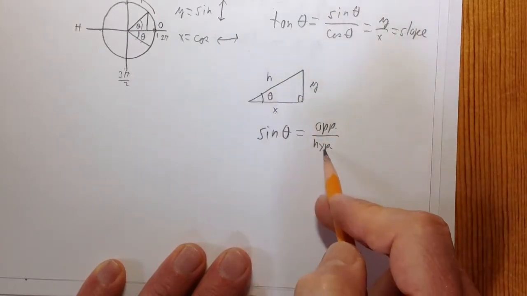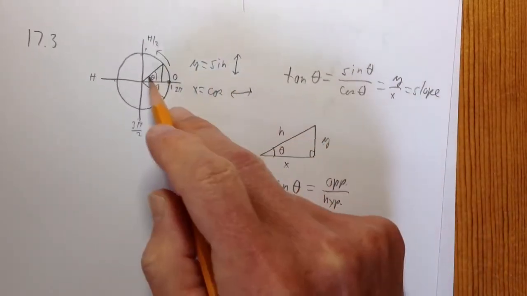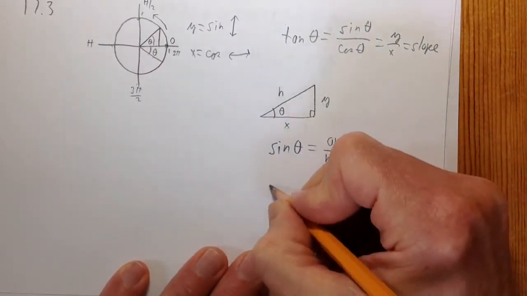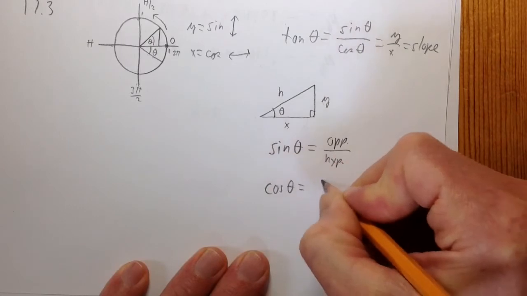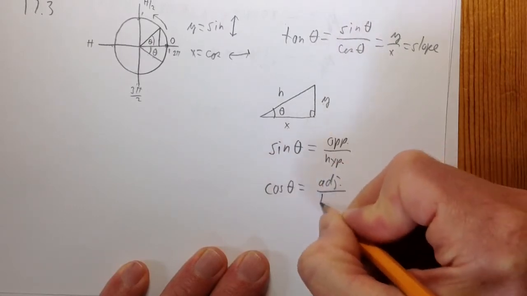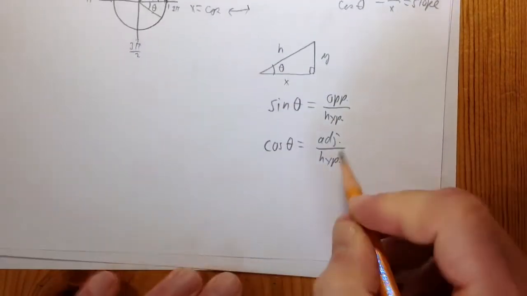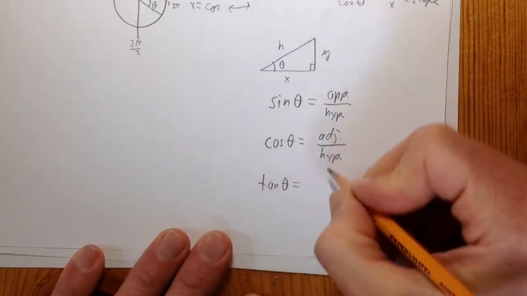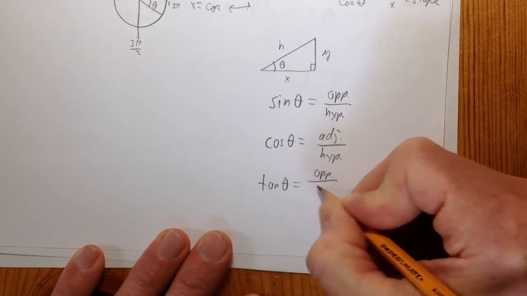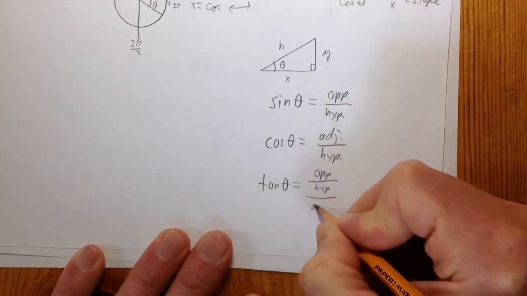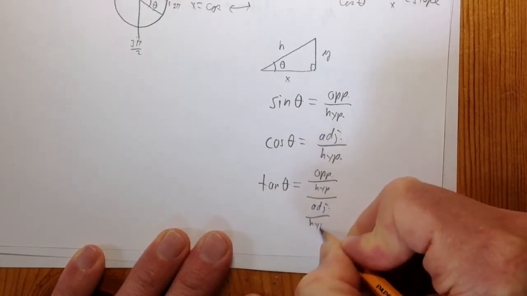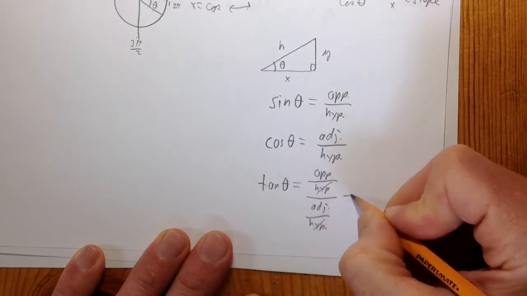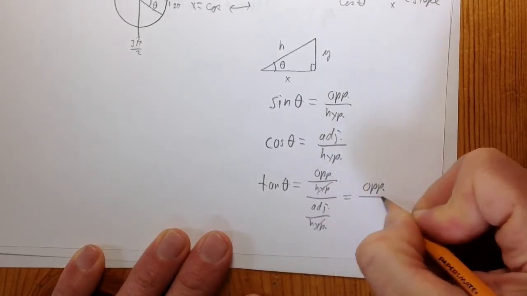So if the hypotenuse is 1, we don't care. It's just the opposite, like I said here. But if the hypotenuse isn't 1, we have to take it into account. So sine is opposite over hypotenuse. Cosine is the adjacent, the x value, divided by the hypotenuse. And then tangent is sine over cosine, which is opposite over hypotenuse divided by adjacent over hypotenuse. And the hypotenuses cancel. They're both in the bottom of the bottom. So we just get opposite over adjacent.